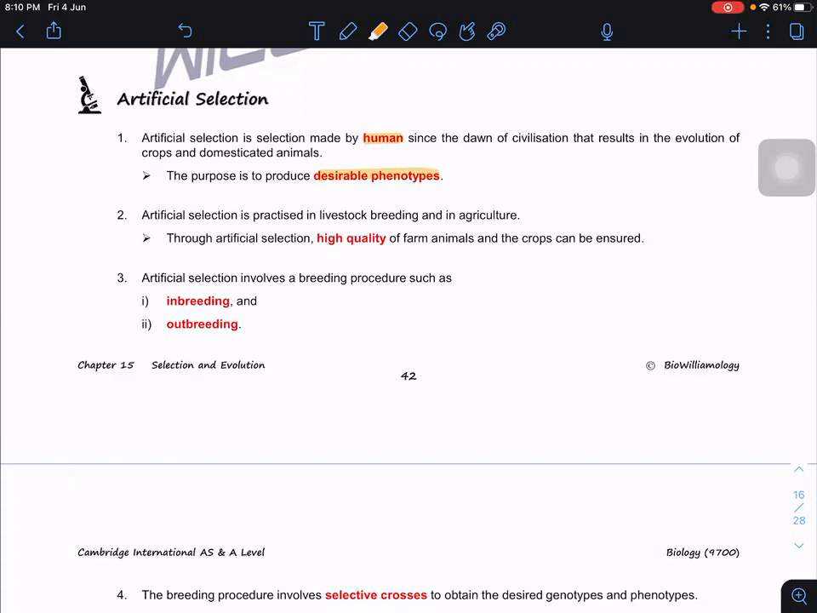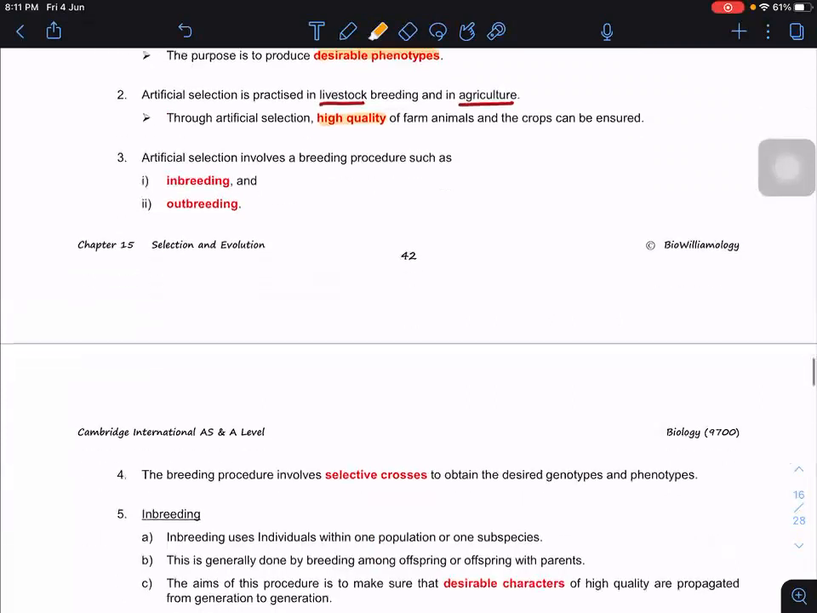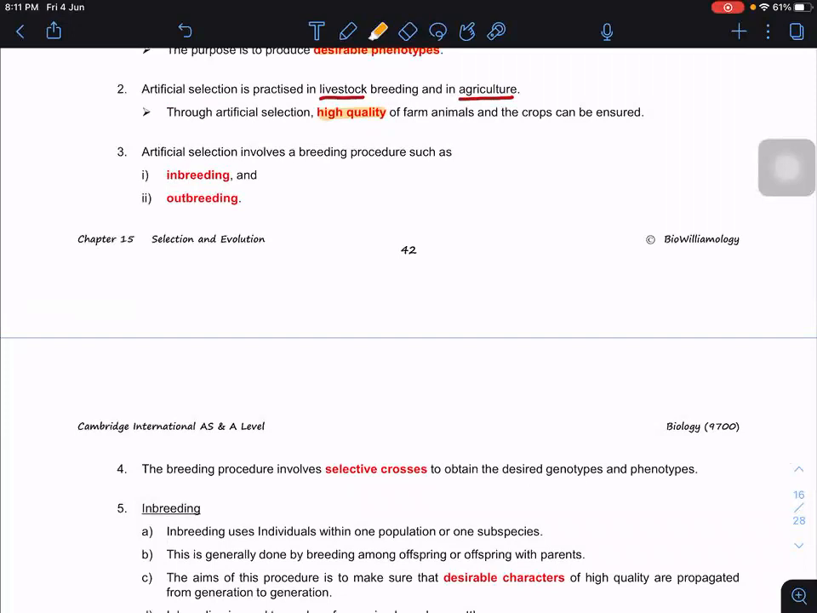Artificial selection is practiced in livestock breeding and also in agriculture. We apply it to livestock together with agriculture, because we want high quality products from farm animals as well as crop plants. So how can we do this? To achieve artificial selection, the breeding programs involve either inbreeding or outbreeding, but the outbreeding in this case must be controlled outbreeding.